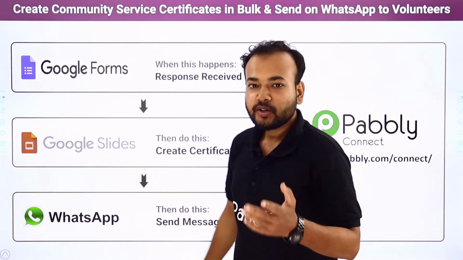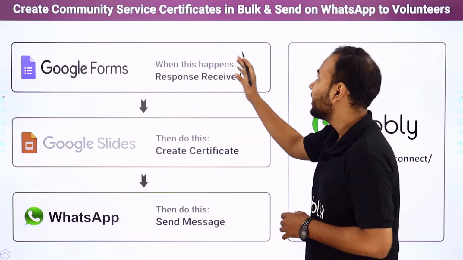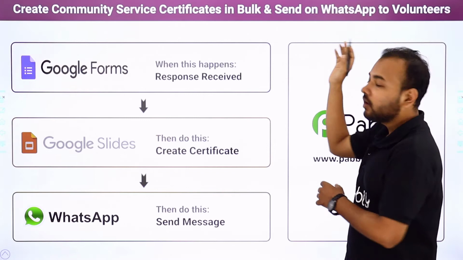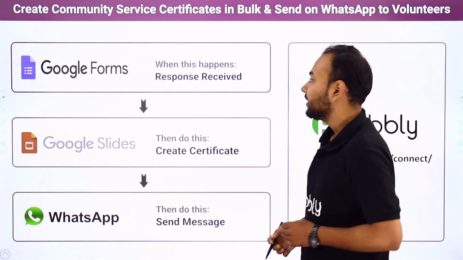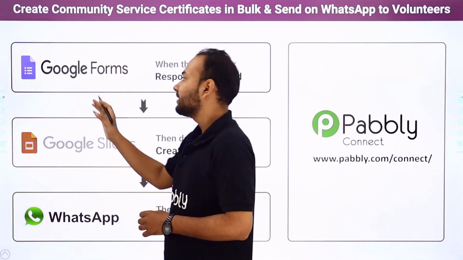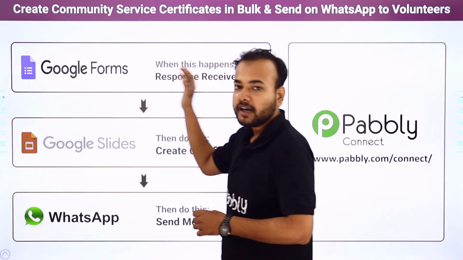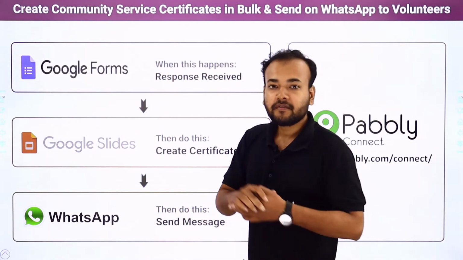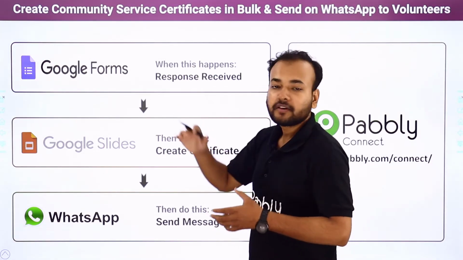So in this video you are going to learn how to create community service certificates in bulk and send them on WhatsApp to volunteers. Right? Now let's see what is happening here. You have received a response in a form that is created by Google Forms, and that form is filled by a volunteer that is working in your organization and he is working for community services.